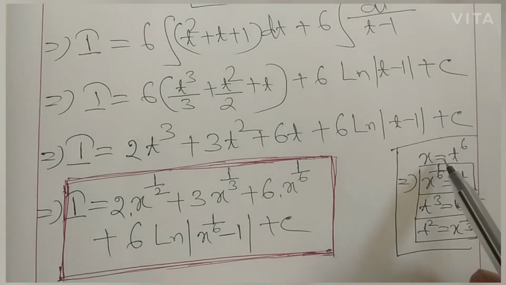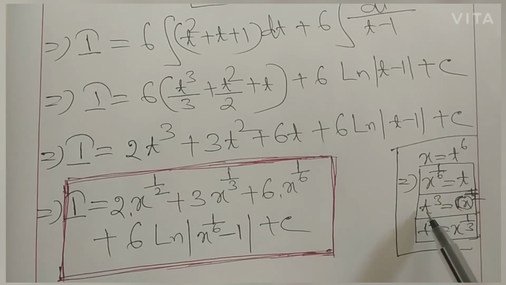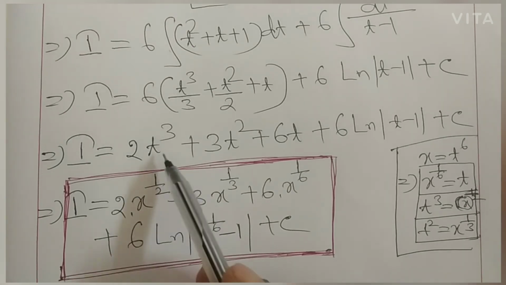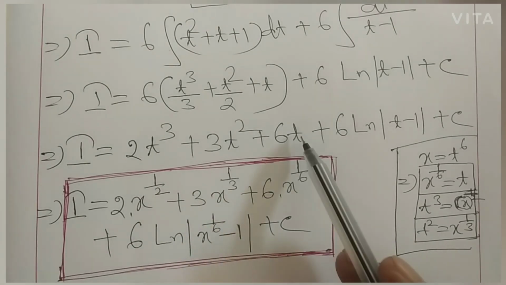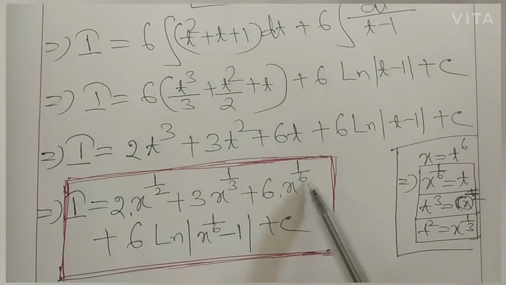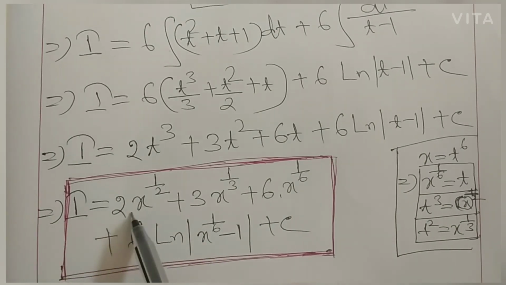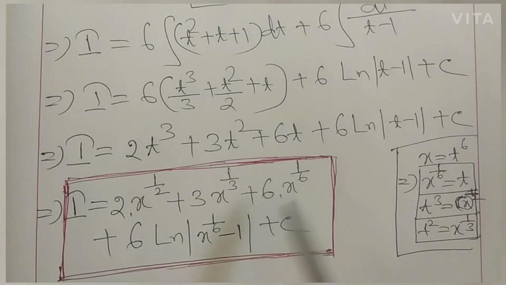As we have x is equal to t to the power 6, x to the power 1 by 6 is equal to t, t to the power 3 is equal to x to the power 1 by 2, and t square is equal to x to the power 1 by 3. So finally we have I is equal to 2 into x to the power 1 by 2 plus 3 into x to the power 1 by 3 plus 6 into x to the power 1 by 6 plus 6 into ln modulus of x to the power 1 by 6 minus 1 plus c, where c is a constant.